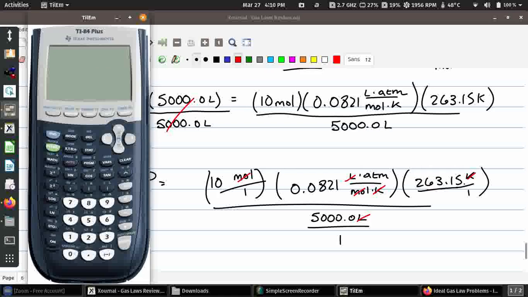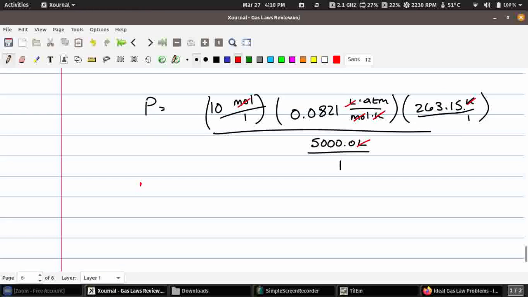So we're going to have 3 terms on the top, so we need parentheses. 10 times 0.0821 times 263.15. Close the parentheses, and you divide it by 5,000. So that means our pressure is going to be 0.0432 atmospheres. So P equals 0.0432 atmospheres.